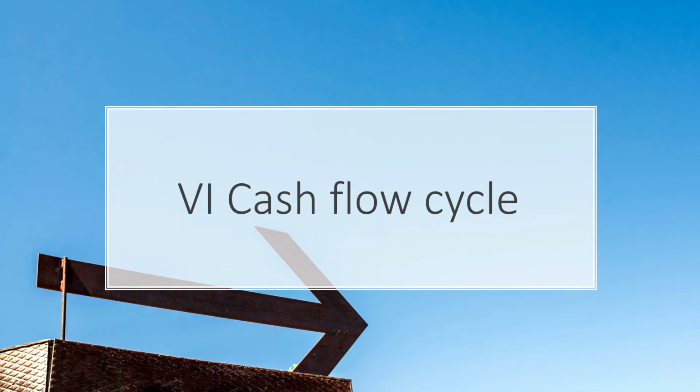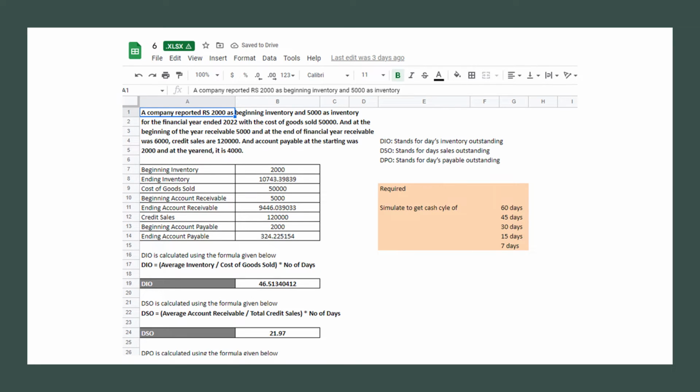Coming to the next exercise, it is the cash flow cycle. Cash flow cycle means how many days, how many months it takes to convert the raw materials into cash for the purpose of day-to-day operation. So here you have to find out the cash cycle, that is the calculation analysis side. It is based upon the inventory outstanding, that is DIO, then sales outstanding, DSO, then payables outstanding, that is DPO.